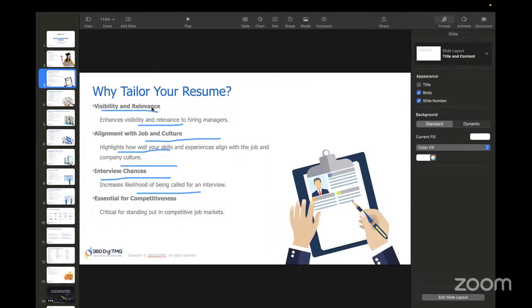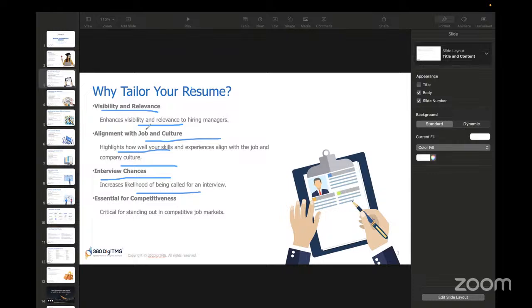So in this tailored resume section, we are going to look at why we are going to make a tailored resume. It will enhance the visibility and the relevance to the hiring manager, the manager who is going to hire you or shortlist the candidates. So the visibility of your resume is going to increase.